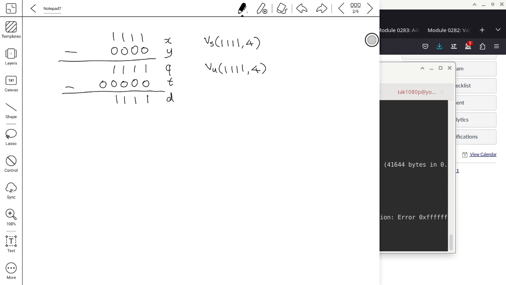Because that is within the scope of exam one. Yes, signed and unsigned value, right? Interpretation using the bit pattern as the first parameter and using the second parameter to indicate how many bits we are considering. Okay, can someone tell me what is VS of 1111, 4? And I should emphasize these are base two numbers, so I'm going to put a suffix of two here.